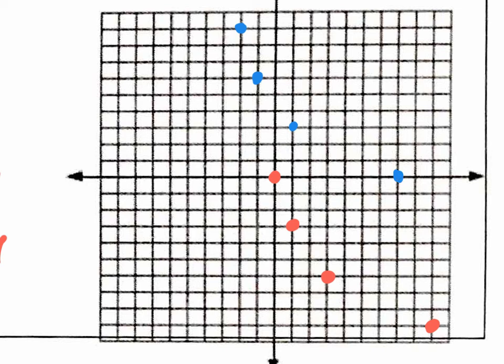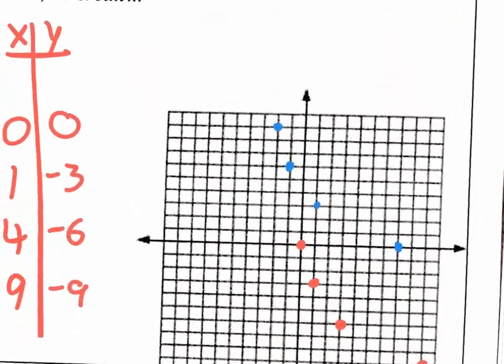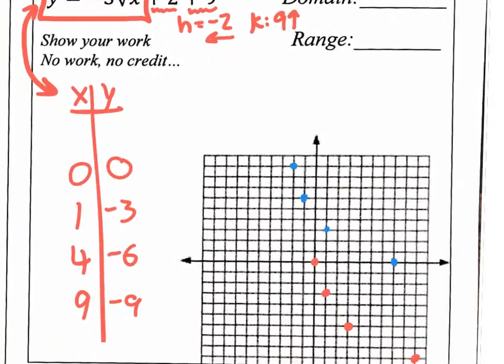So how does this graph go? It begins at your hk value. What's our hk value? -2, +9. That's the beginning point. -2 on the x, +9 on the y. That's right here, and it's going in this direction. So the beginning point is right here.